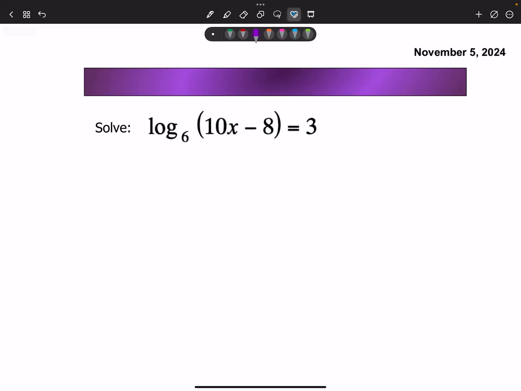Okay, last one for you to try. Truly try this one all on your own and come back and check your solution.